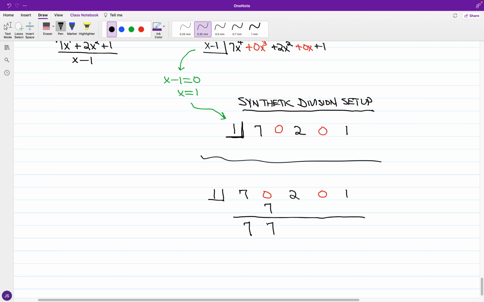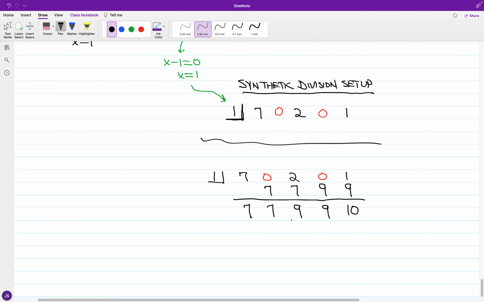And then I got 1 times 7 is 7. And this will be brought underneath the 2. Adding together, I got 2 plus 7 is 9. And then I have 1 times 9 is 9. And then we have 0 plus 9 is 9. And then we have 1 times 9 is going to be 9. And 1 plus 9 comes out to 10.